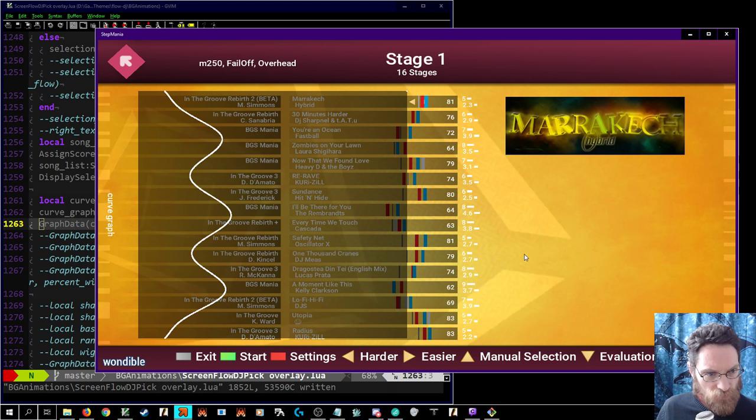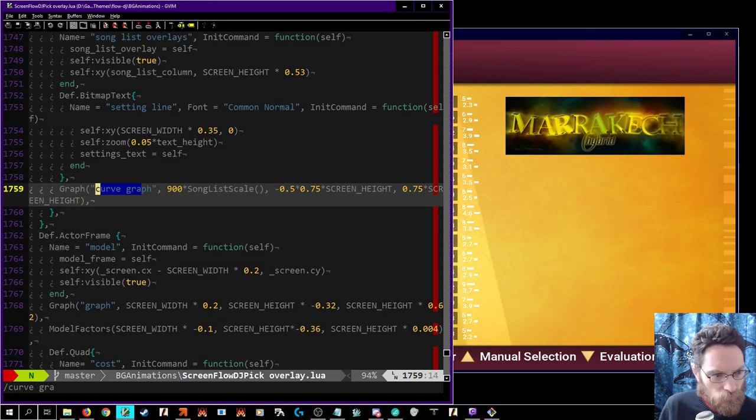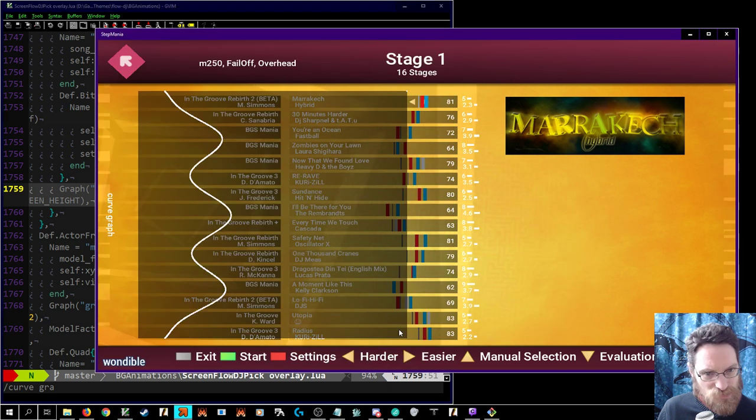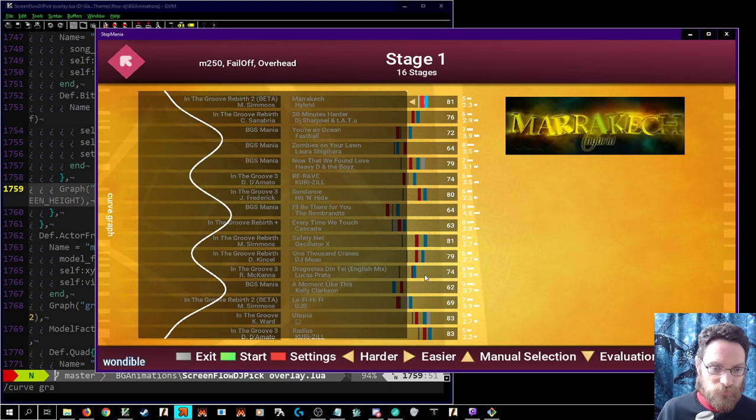I think I might need to tweak some of the scaling of this graph, because I think we're actually going about here to here. I kind of fudged this on. There's also really no XY on this, when in fact, it should be somehow based on these parameters.